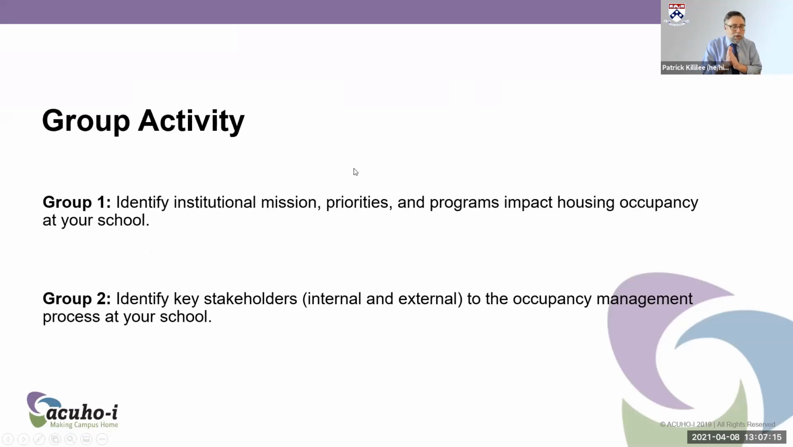Okay, so we're going to do a group activity, and you're going to be broken up into two rooms, and take some time to talk through these discussion points. Identify institutional mission, priorities, and programs that are impacting housing occupancy at your school, and identify key stakeholders, external and internal, to the occupancy management process for your school. I think the groups are set for a little less than 10 minutes, but maybe we can go for 7 or 8 minutes.